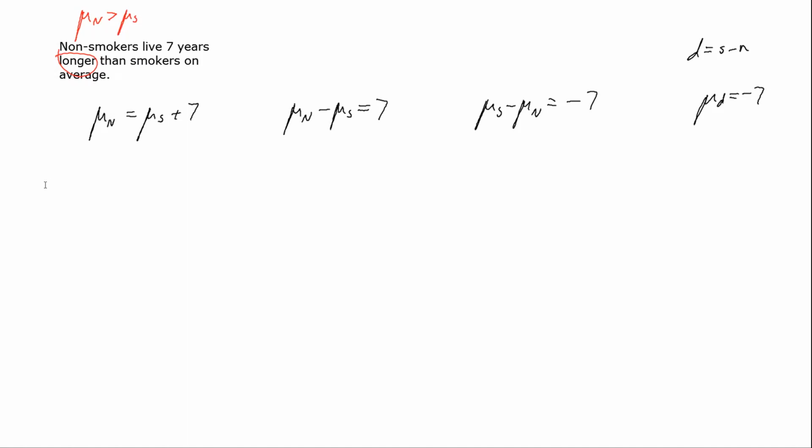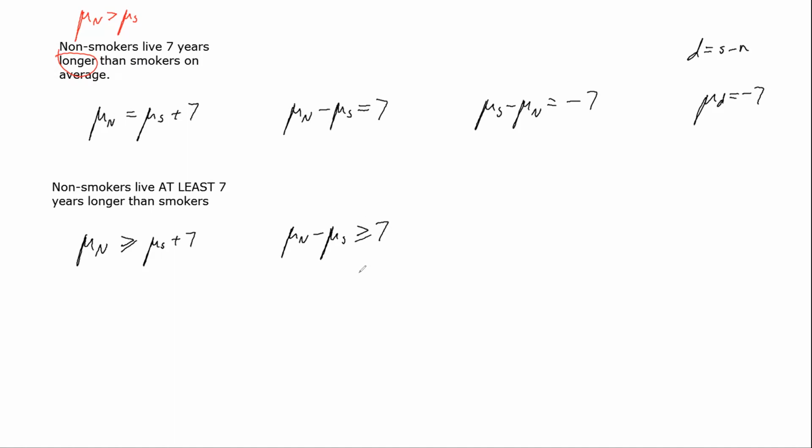Right? We could see there could be a different claim, which is that non-smokers live at least 7 years longer than smokers. That would be a little bit different, right? See, now we would be saying that the mean life expectancy for non-smokers is at least the mean for smokers plus 7. So we would get the mean for non-smokers minus the mean for smokers is at least 7. Right? And you could do, instead of at least, greater than or less than or whatever, right? Whatever version you wanted.